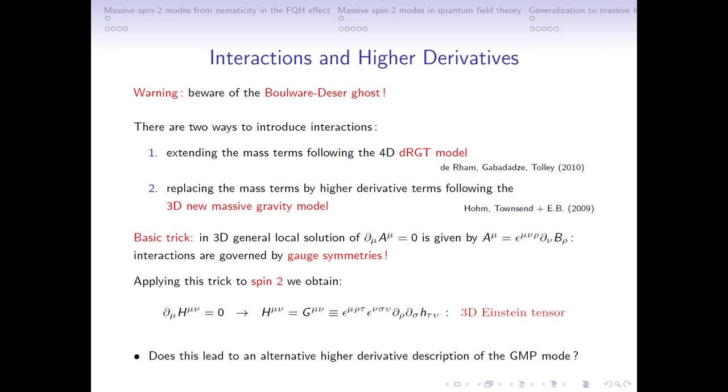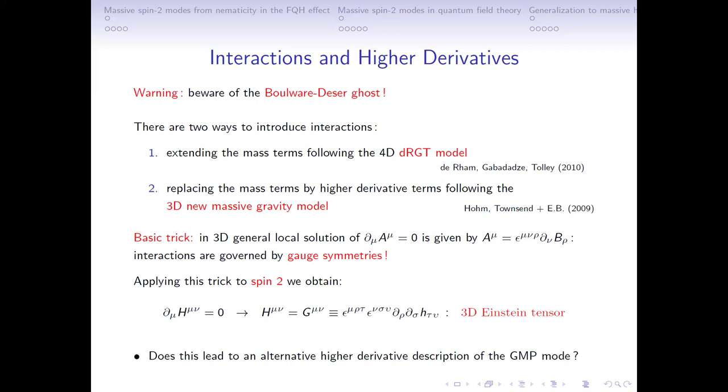And now you can take again the non-relativistic limit. And then you should get a kind of alternative Schrödinger equation where probably instead of 1 time derivative, you get 2 time derivatives, and instead of 2 space derivatives, you get 4. A higher derivative Schrödinger equation must exist and it must describe a massive spin 2 mode.